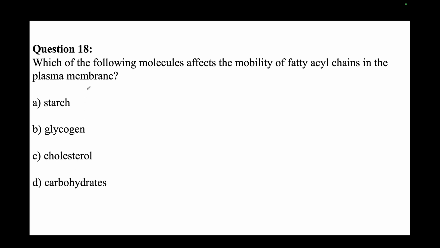So moving to question number 18. Which of the following molecules affects the mobility of the fatty acyl chains in the plasma membrane? Option A, starch, option B, glycogen, option C, cholesterol, and option D, carbohydrates. So tell me what would be the answer.